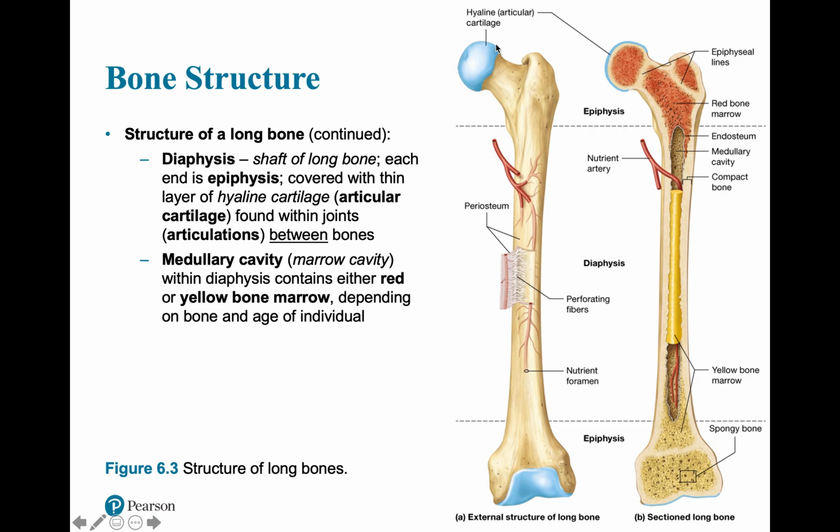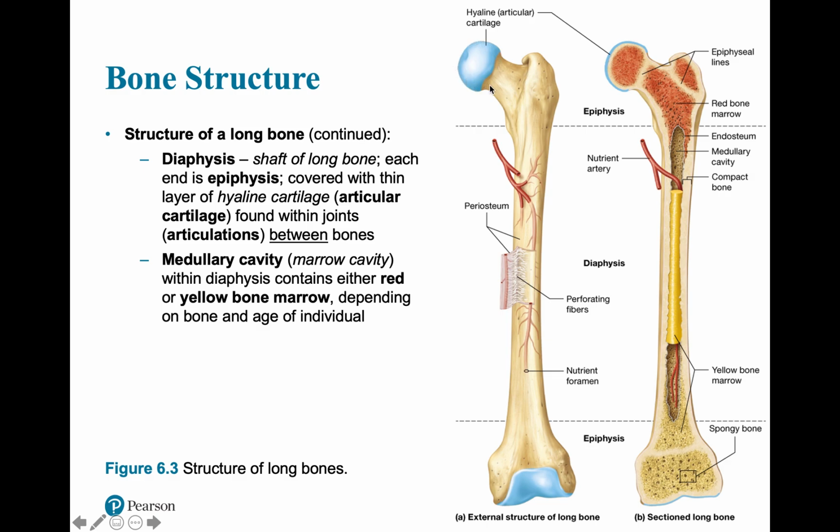So this is the head of the femur. This would articulate at the hip joint. So this is the proximal epiphysis, whereas this is the distal epiphysis because this would help make up the knee joint. Now, a structure I forgot to mention that you'll find on the epiphyses is called articular cartilage.